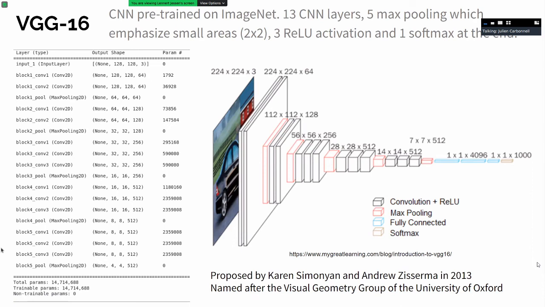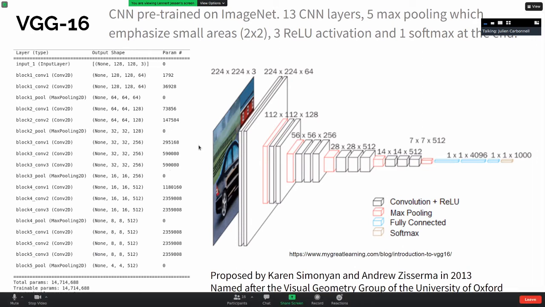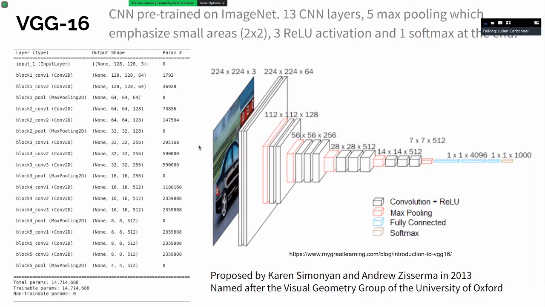So we were not satisfied, or a bit confused, by the pixel-to-pixel comparison, and so we used the CNN called VGG16. It is pre-trained on the huge ImageNet. It is composed of 13 CNN layers and 5 max pooling layers, which has the effect of emphasizing small areas, like shape-related areas in an image. It also has 3 ReLU activation layers and 1 softmax at the end, because what the VGG16 model is doing is taking an image of a certain size, with three layers of colors, and converting it step by step into a large vector with features.